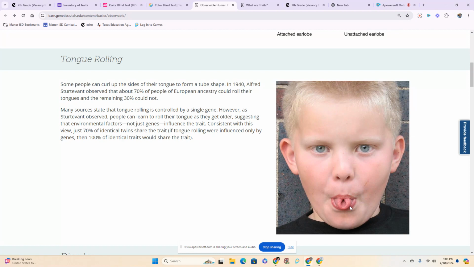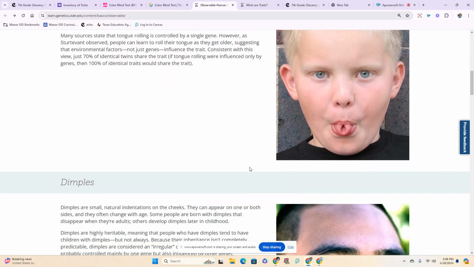Consistent with this view, just 70% of identical twins share the trait. So if tongue rolling were influenced only by genes, then 100% of identical twins would share the trait. And I have tried to do this. I cannot do it. I can't even learn how to do it. My tongue just doesn't cooperate. So you'll know if you can or if you can't.